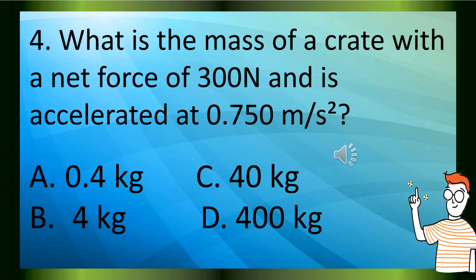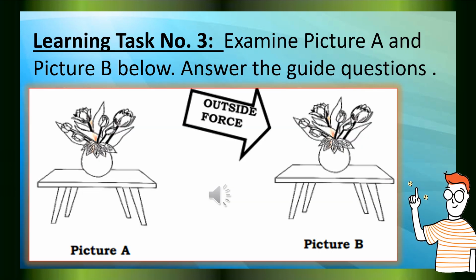Mass is equal to force divided by acceleration. What is the correct answer? The correct answer is letter D, 400 kilograms. Learning task number 3. Examine picture A and picture B below. Picture B is acted upon by a net force. Answer the guide questions that follow.